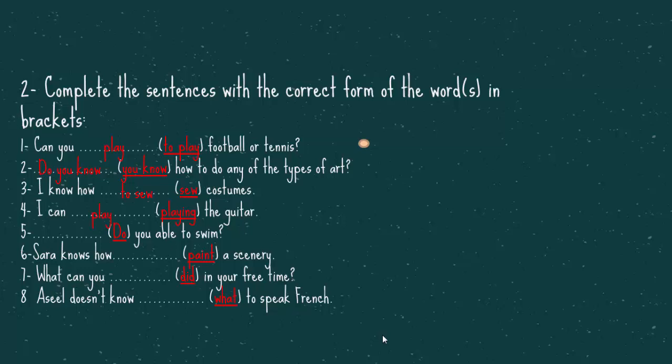Are you able to swim? Number 6, Sarah knows how a scenery. So how to paint. Number 7, what can you in your free time? So what can you do? Number 8, a seal doesn't know to speak French. So doesn't know how to speak French.